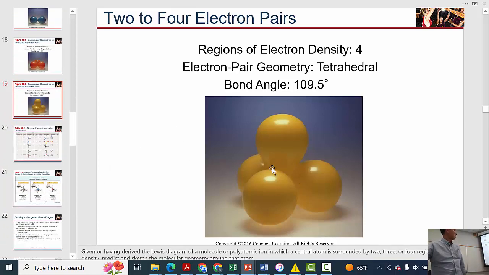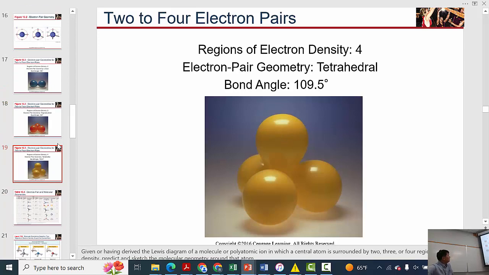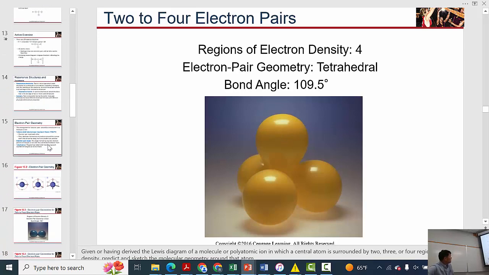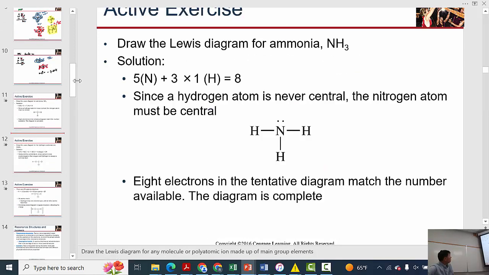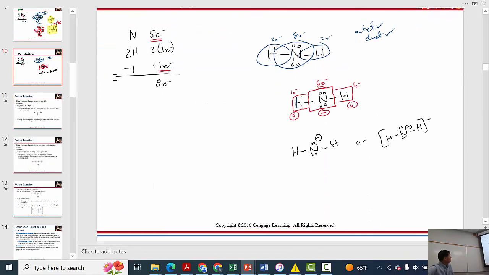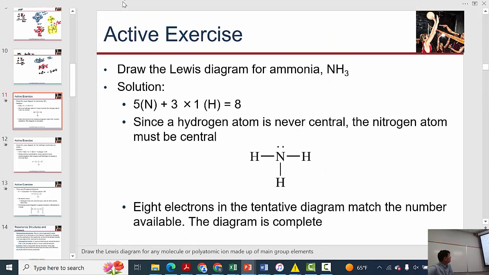And so we're going to be looking at the geometries, but before we do the geometries, we want to make sure we master Lewis structures first. And so that's what we're going to do, and then we'll look at the geometries, which is the second step after generating the correct Lewis structure. And so we're looking at ammonia here.